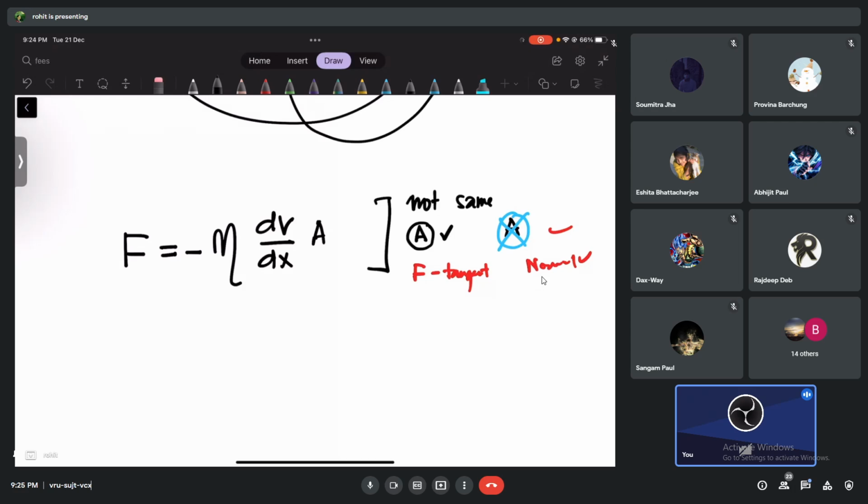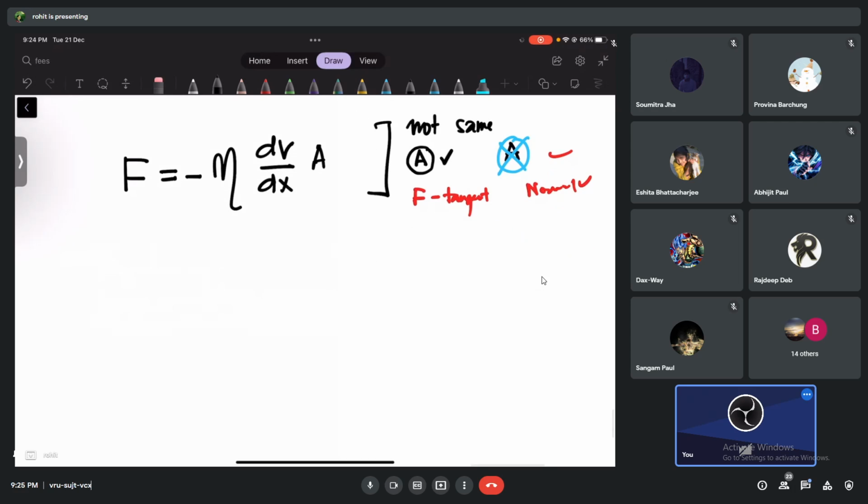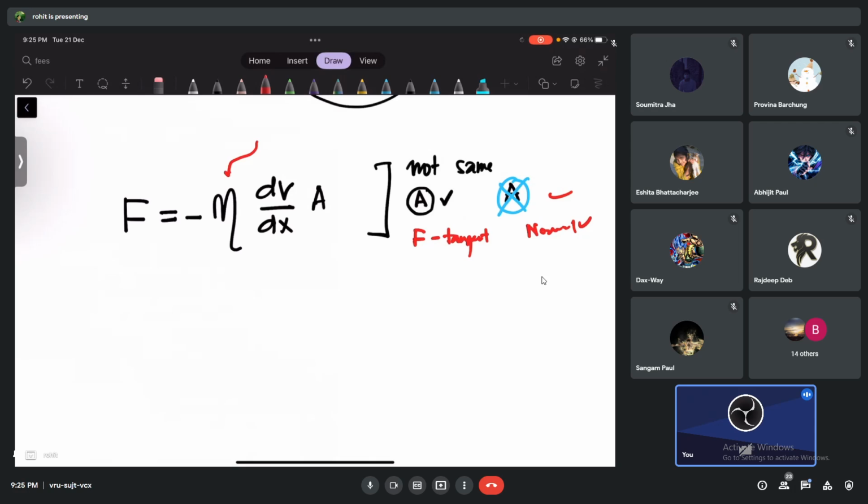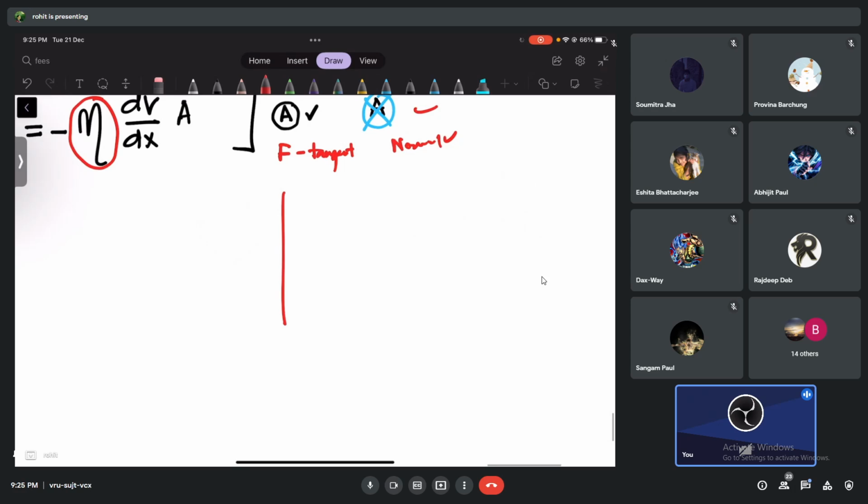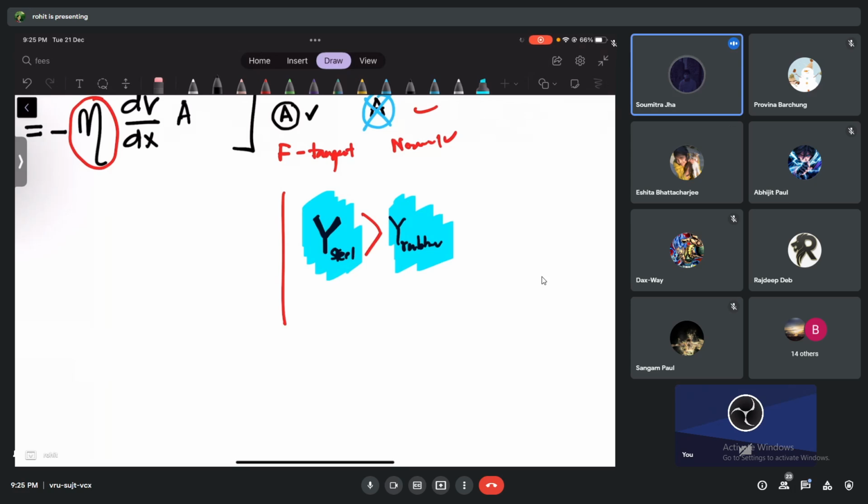Now check something. I want to define what is eta. I have already given an idea about the meaning of a large value of eta and the meaning of a small value of eta. Look at this. Do you know what's the meaning of a large value of Young's modulus? That it's more elastic. Young's modulus for steel is greater than Young's modulus for rubber. That means steel is more elastic than rubber. These numbers tell you about the material, more elastic or less elastic.